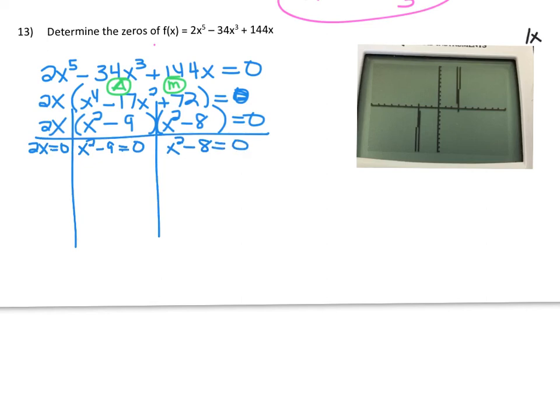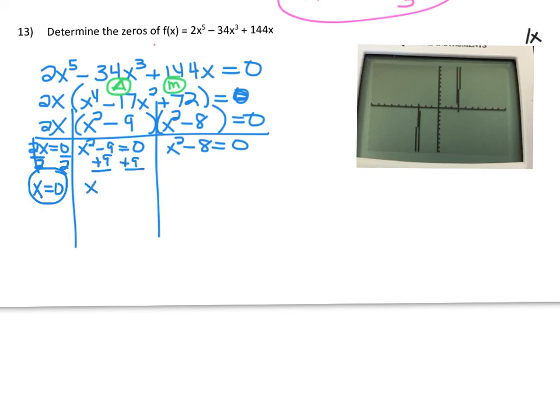Okay, so starting over here on the left, 2x equals 0. Well, to get the x by itself, we're just going to divide both sides of the equation by 2. So these 2's cancel, and I get x equals, and 0 divided by 2 is 0, so there's one of our solutions. Okay, in the middle, we can add 9 to both sides of the equation.